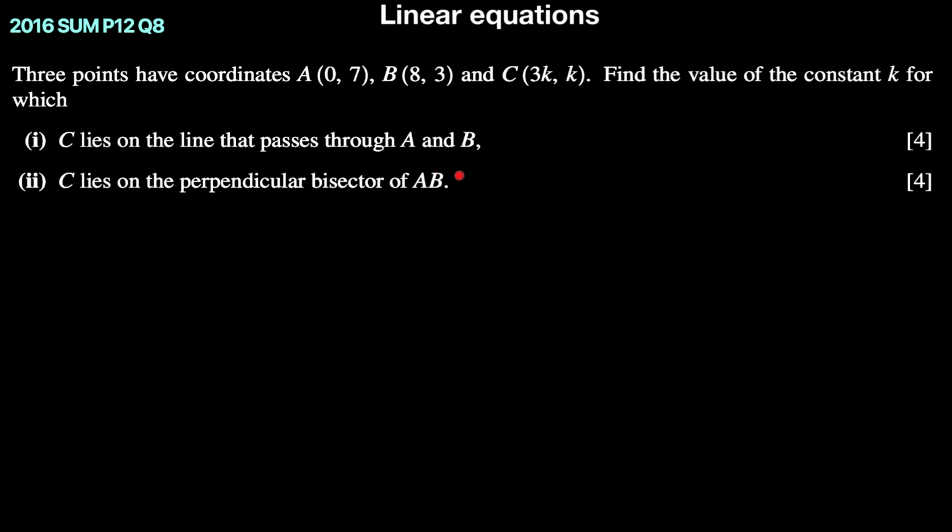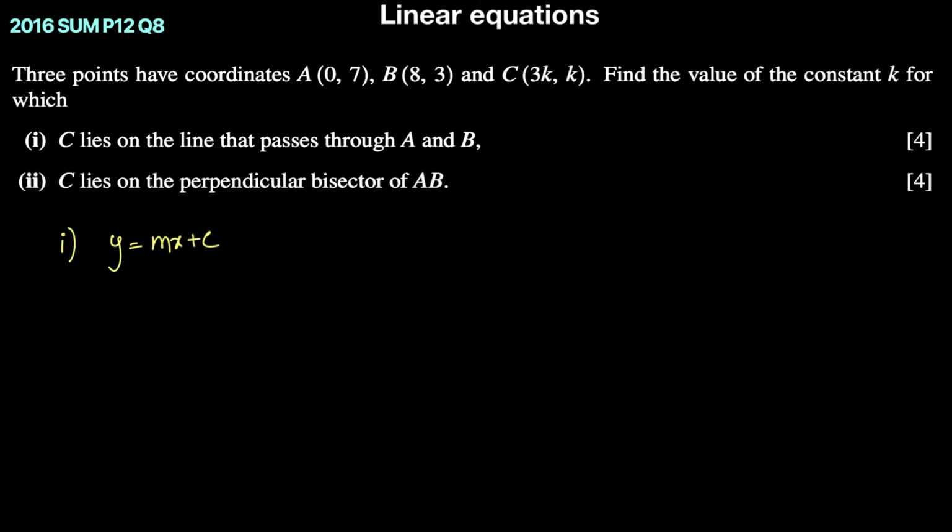So we're going to get two different values of k, one for each of these scenarios. Now for the first part, when we have to find the value when C lies on the line that passes through A and B, that means that we have to first find the equation of the line. So y is equal to mx plus c. That's the general form of the equation.